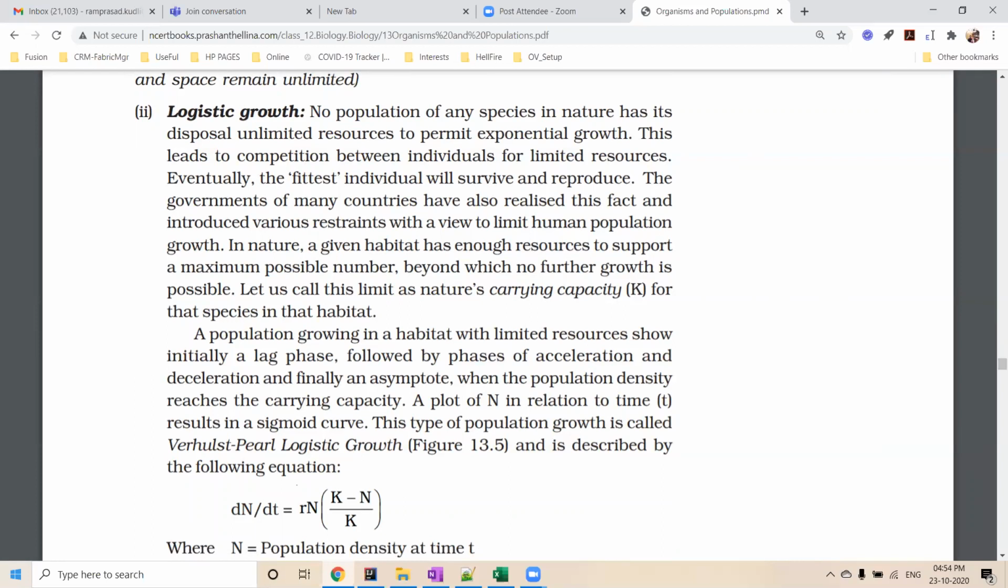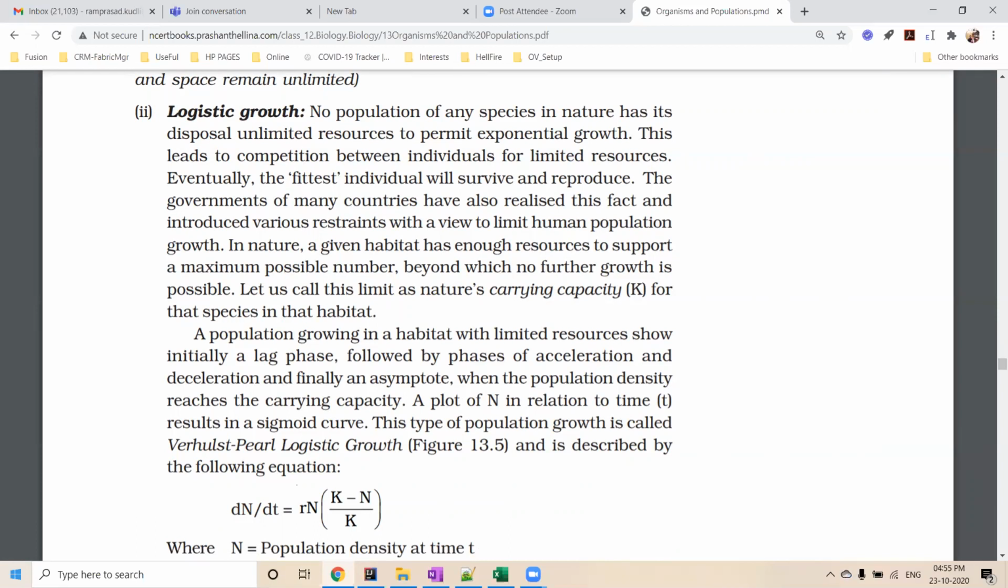Same thing, Darwin's theory. So competition will exist and struggle for existence, then survival of the fittest. Only the fittest individual will survive and reproduce. So the governments of many countries have realized this fact and introduced various restraints with a view to limit human population growth. So exponential growth is not possible all the time.